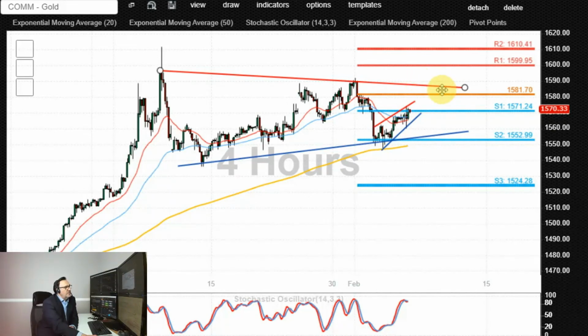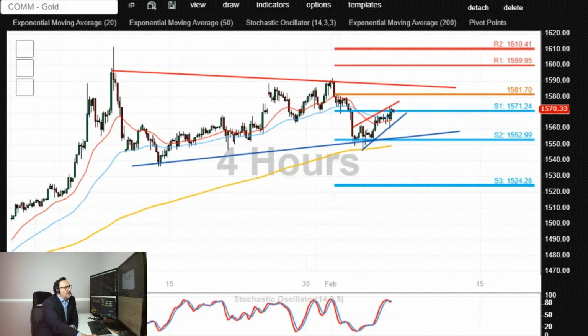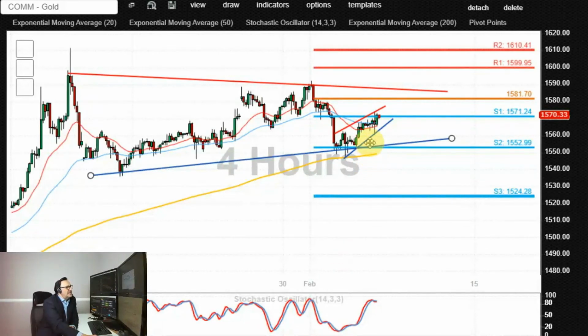1581, 1590 would be an area of interest. Breakout above 1590 would be quite bullish, potentially looking for an extension to the upside towards 1600, 1611, 1614. Alternatively, if we see either a rally and a rejection or a loss of these current support around 1565, a dip below, then this rising wedge would appear to be bearish, potentially opening the way for the retest of support at 1552, 1550. Loss of that level, possibly even 1540 to the downside.